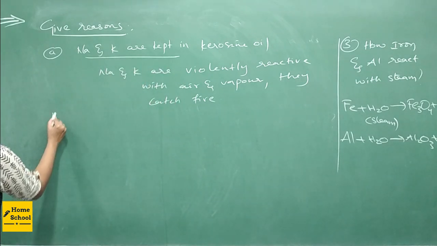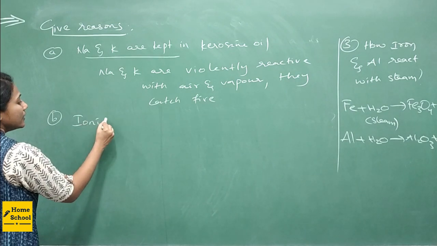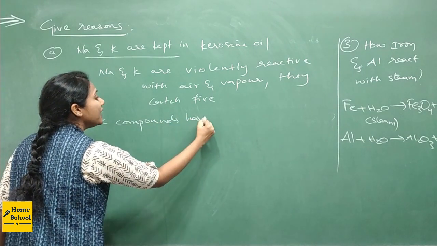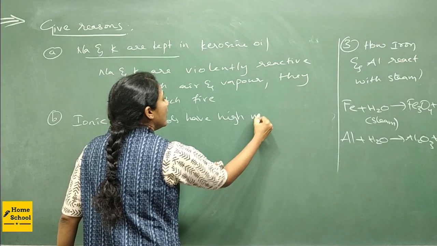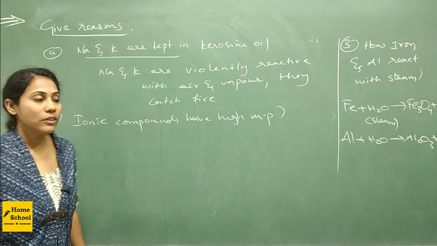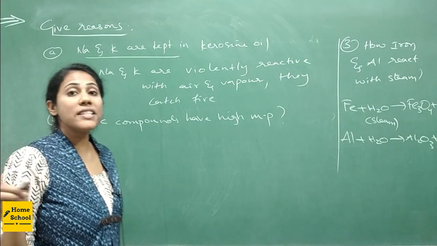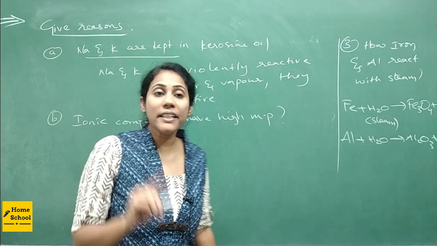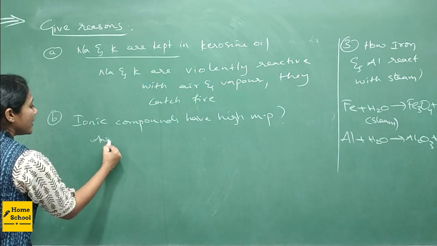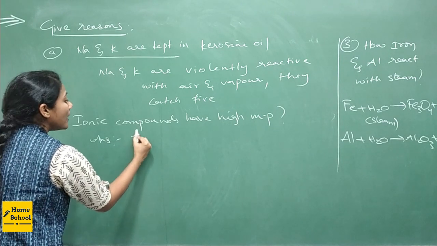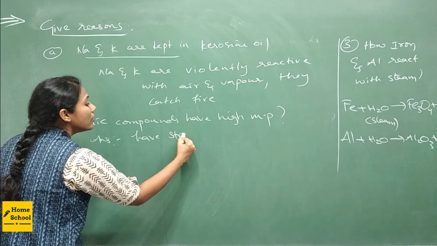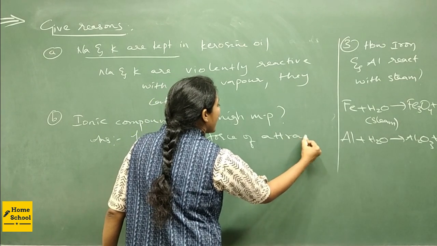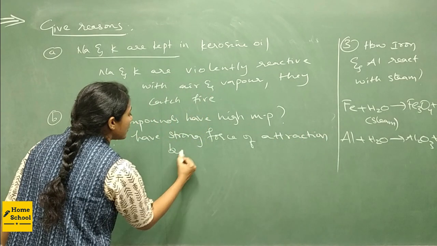And the second one is: ionic compounds have high melting and boiling points, why? They will ask you. Ionic compounds means compounds like NaCl. NaCl has very high melting and boiling points. So what may be the reason here? The answer for this question is that ionic compounds have a strong force of attraction between the ions.